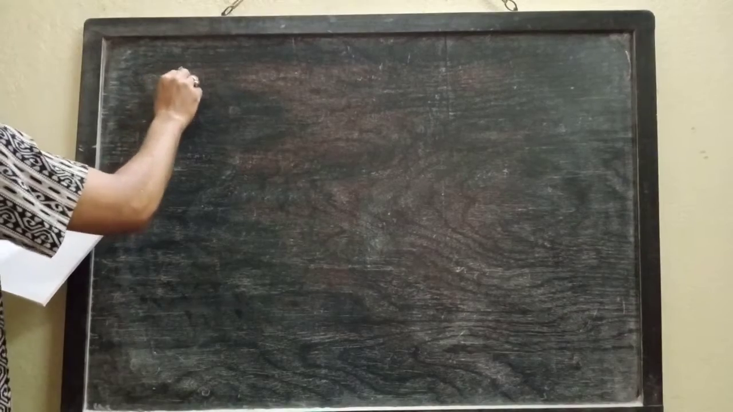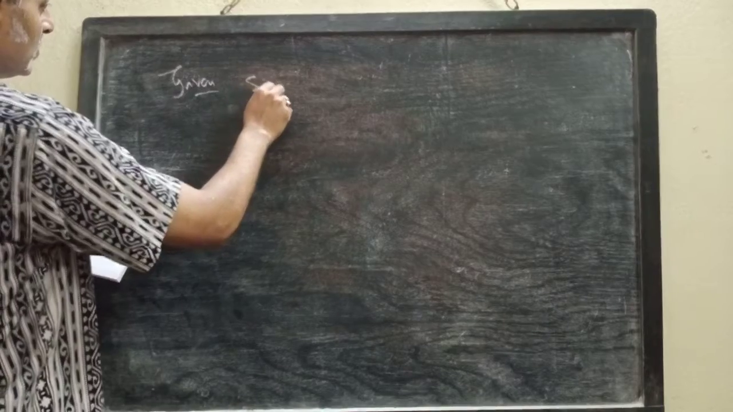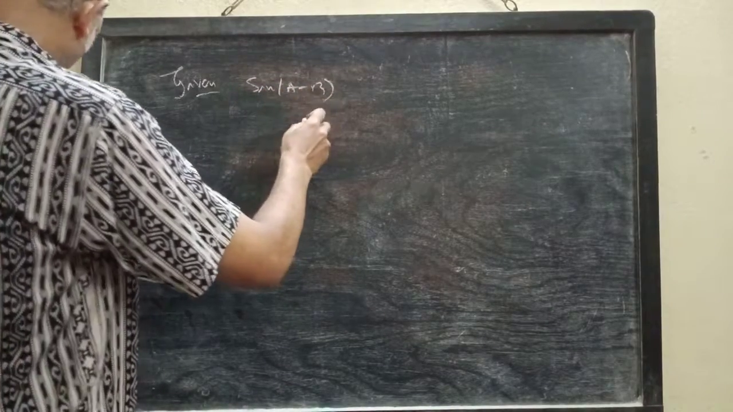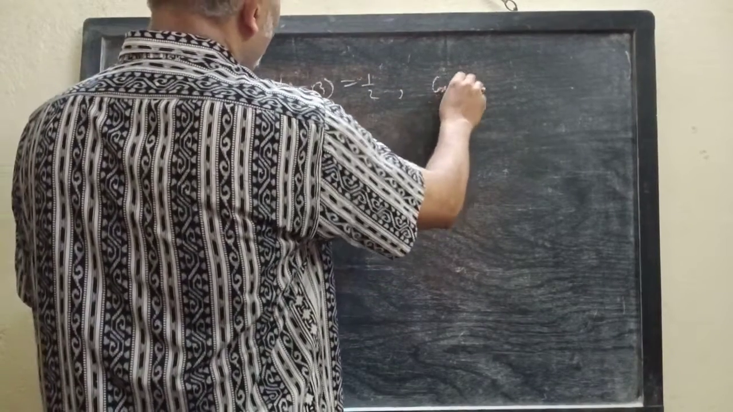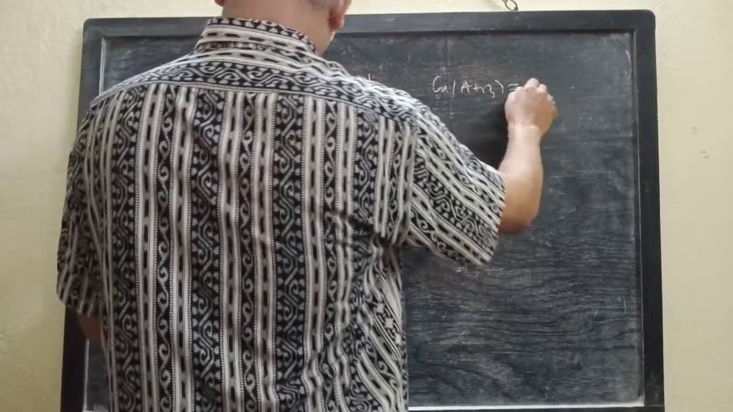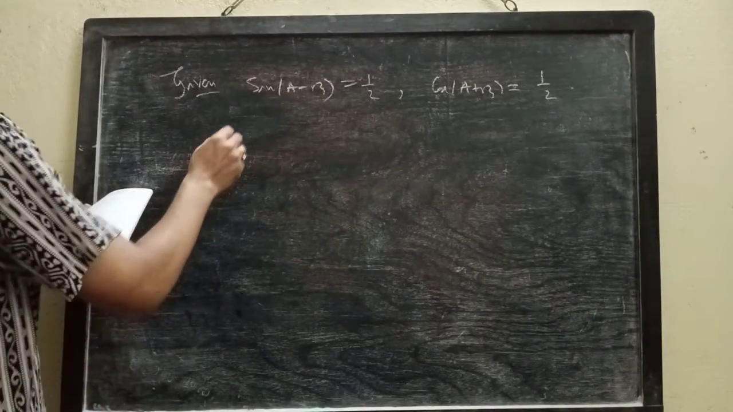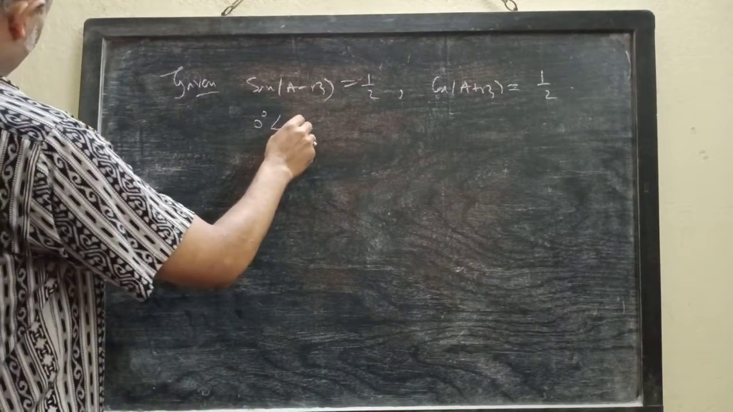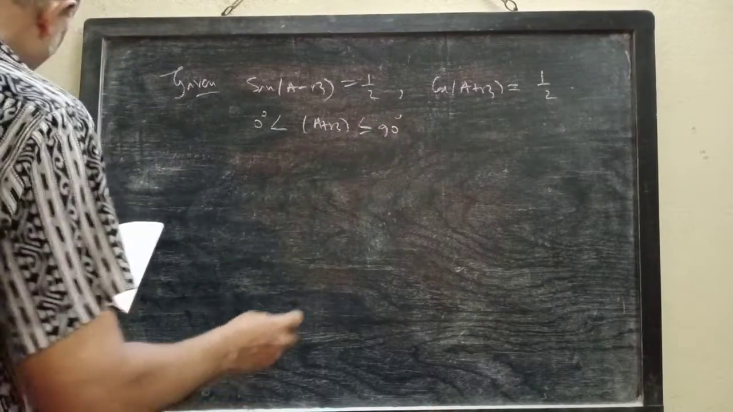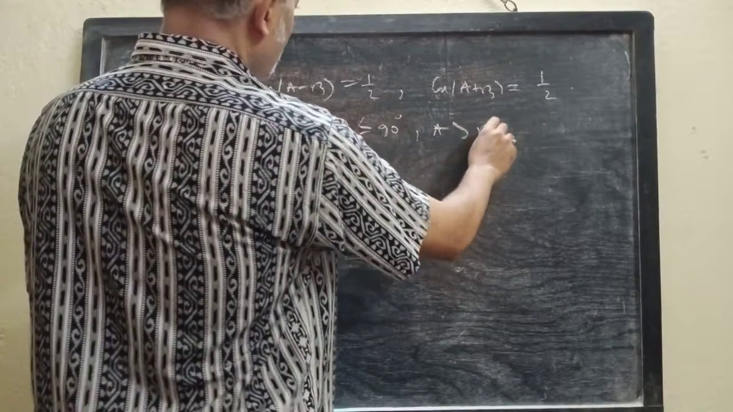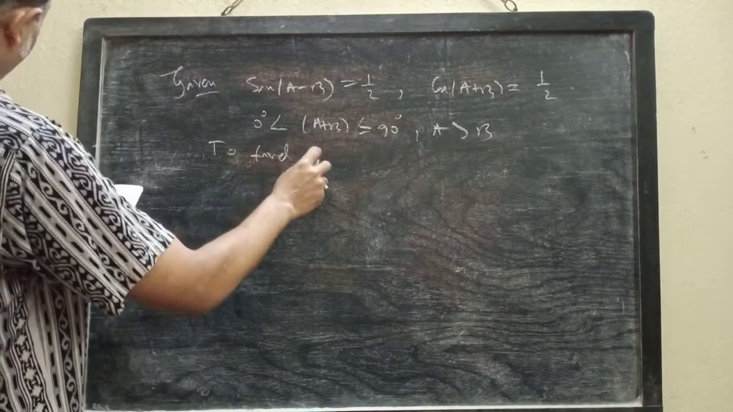Given sin of A minus B is half, and cos of A plus B is half. It is given that A plus B is more than 0 degree, lesser or equal to 90 degree, and A is more than B. To find A and B.